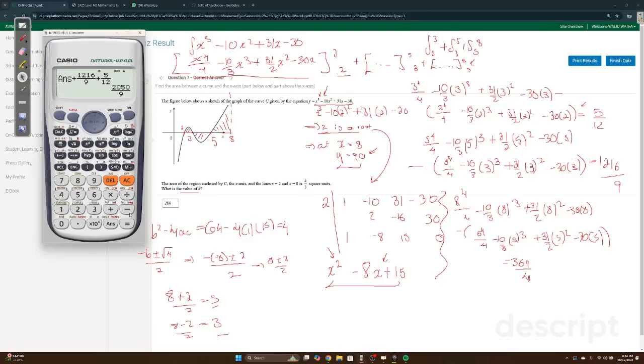Oh my god. Where's that? Oh, okay. I redid this. I don't know how I got 1216 over 9. It's supposed to be 8 over 3. If we add these up now, I hope it's correct. I think I pressed the wrong button when doing the calculator thing.